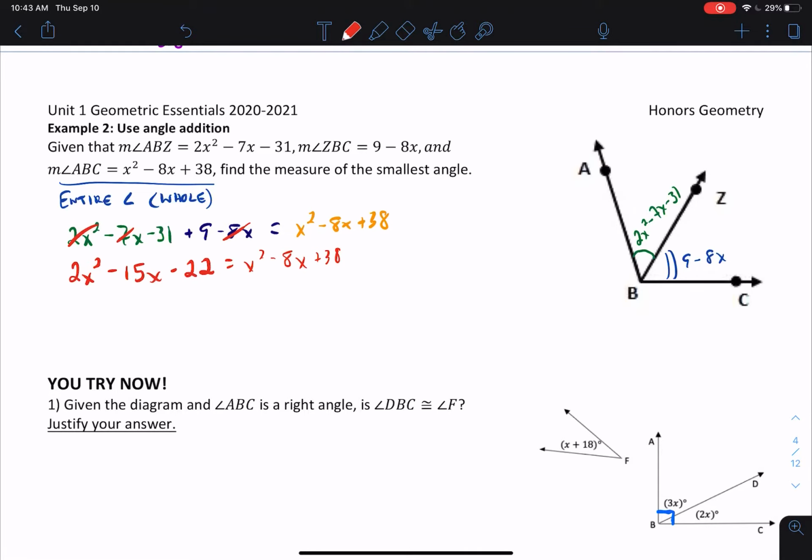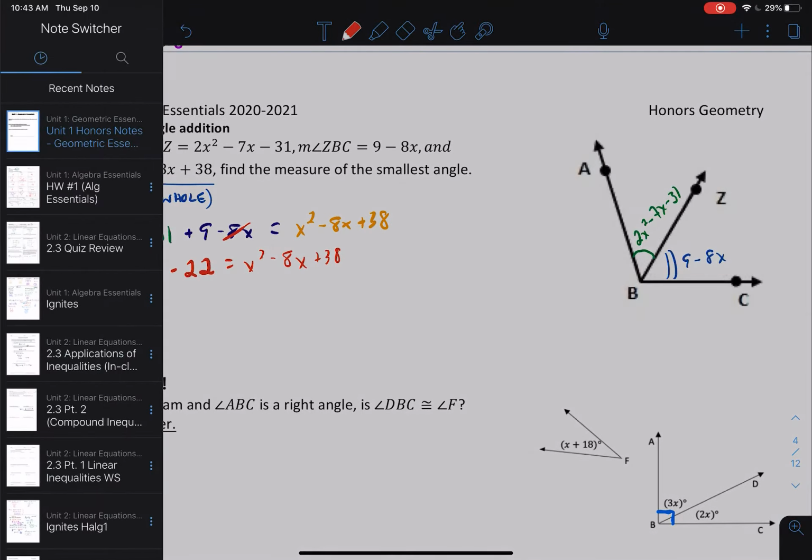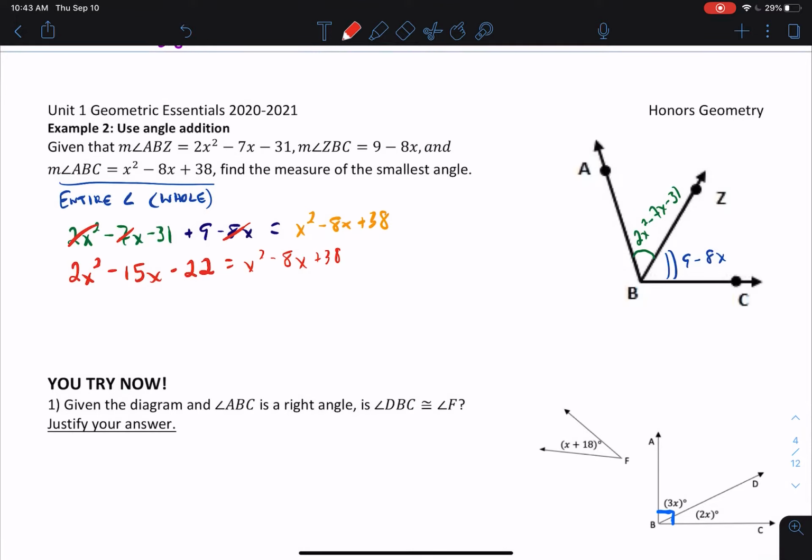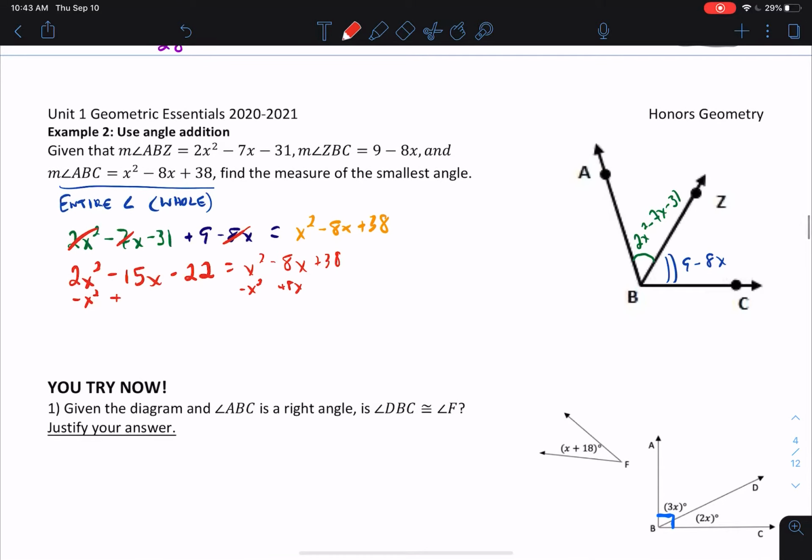Since it's a quadratic, we have to remember to get it set equal to 0. So I'm going to move everything from the right-hand side over to the left-hand side, that way my a value stays positive. Subtract x squared, add 8x, subtract 38. When I do that, I get x squared minus 7x minus 60 equals 0.